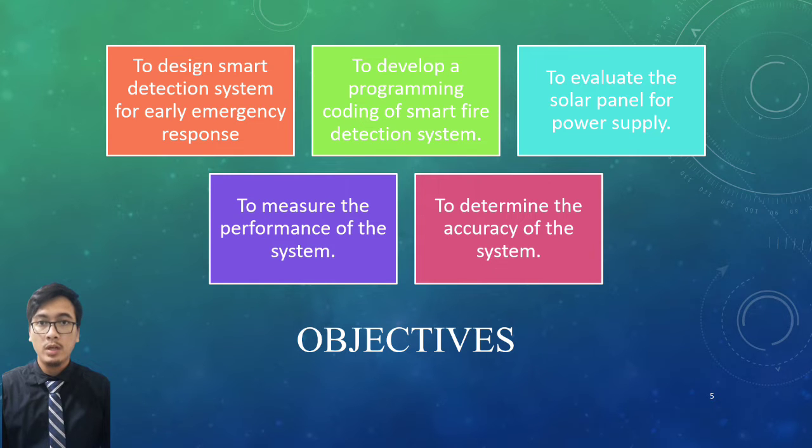For our project, we have a few objectives. First objective is we want to design a smart fire detection system for early emergency response. Second, we want to develop a programming code for this system. Next, we want to evaluate the solar panel for power supplies and measure the performance of the system. Last is to determine the accuracy of this system.